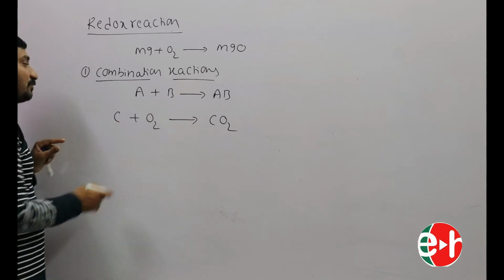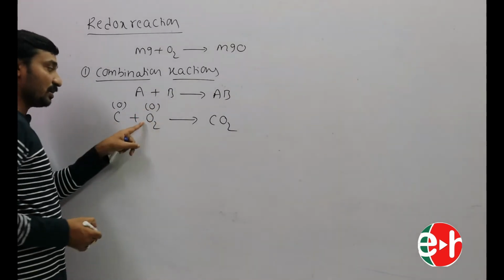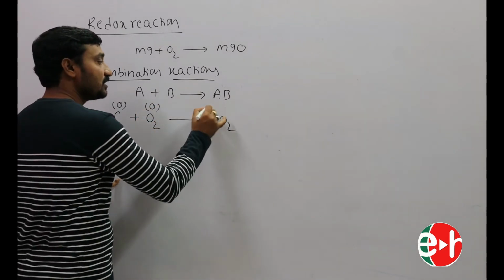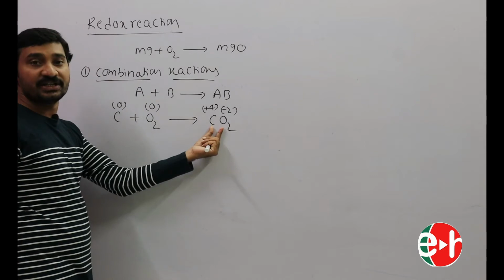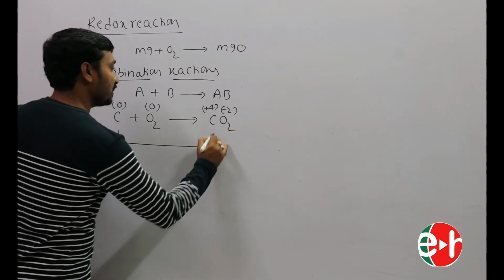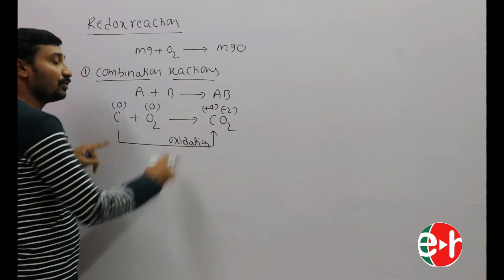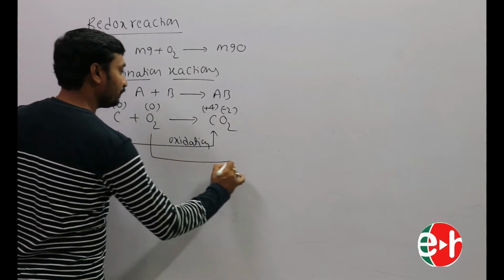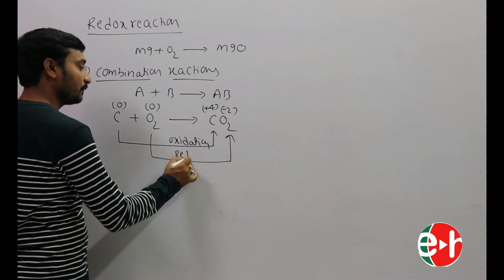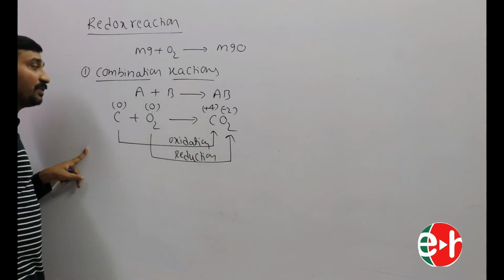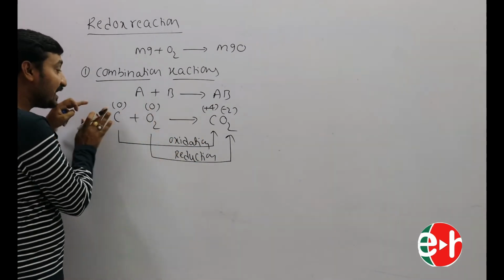Now check. Here carbon's oxidation state is 0. Why? Uncombined state. Oxygen's oxidation state is 0 because of the uncombined state. In CO2, carbon's oxidation state is plus 4. Oxygen's oxidation state is minus 2 because those are in the combined state. Now check: 0 to plus 4 is oxidation, because the oxidation number increases from 0 to plus 4. Here 0 to minus 2, the oxidation number decreases. That's why it is reduction. So in this reaction both oxidation and reduction take place. That's why this is a redox reaction.